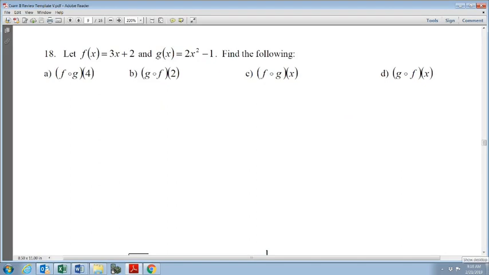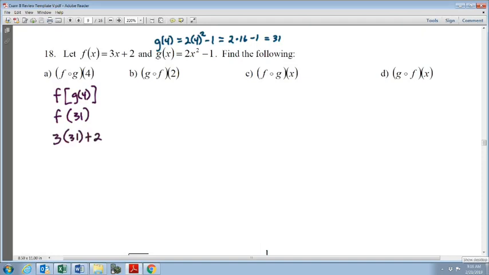So f of g of 4 will look like that. Let's find g of 4. So it'll be 2 times 4 squared minus 1. That's 2 times 16 minus 1. That'll be 32 minus 1, which is 31. So now we'll find f of 31. Since g of 4 was 31, we're just replacing g of 4 with 31. f of 31 will be 3 times 31 plus 2. And so that's going to be 93 plus 2, which is 95.